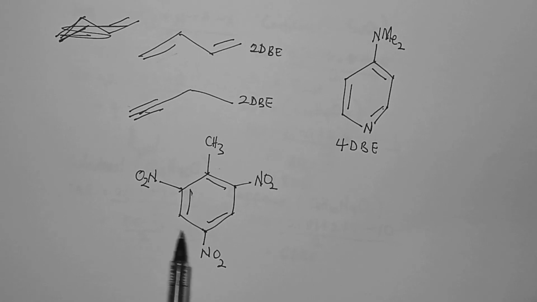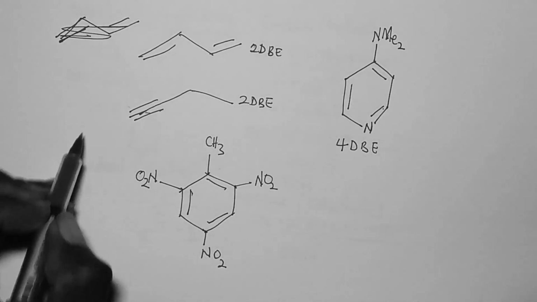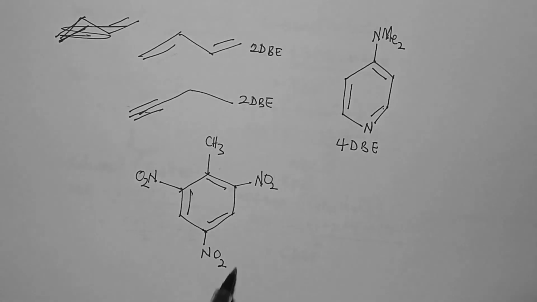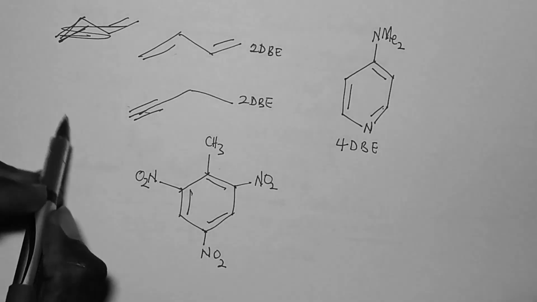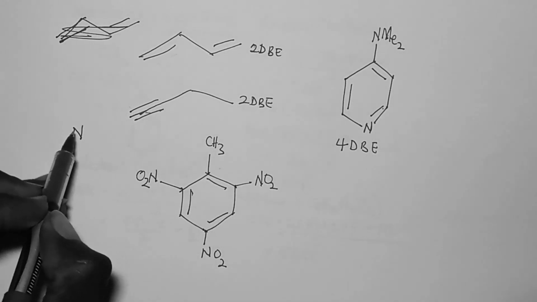How many double bond equivalents are in this molecule? You see that there is 1 ring and then 3 pi bonds. So it has 4 double bond equivalents. Nonetheless, there are 3 NO2s here. There are 3 NO2 groups that are attached to the molecule. Now, this NO2 is of this form.